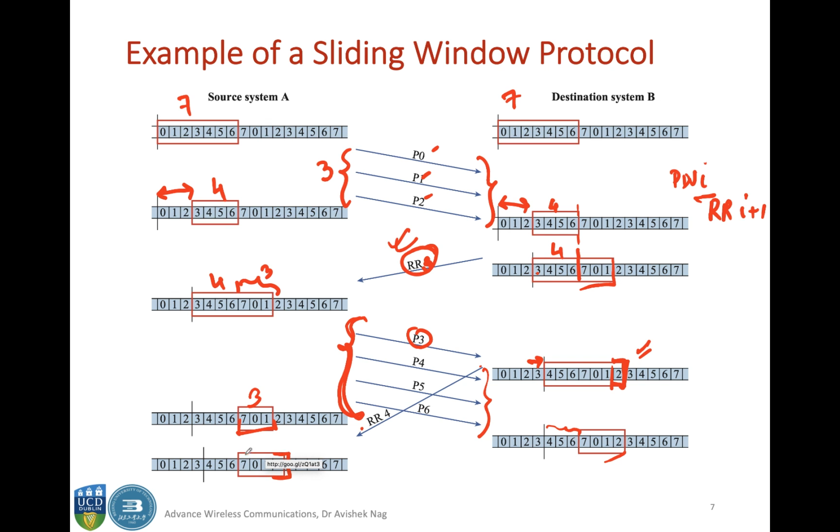So the transmitter stays at 7012, the window size of 4, and the receiver stays at 7012 of window size 4. After the receiver has received this P4, P5, P6, if it sends out, let's say, RR7, then the window size will be shrunk to 3 places. The window size will increase to 3 places like this. Okay, so this is how this whole sliding window protocol works.